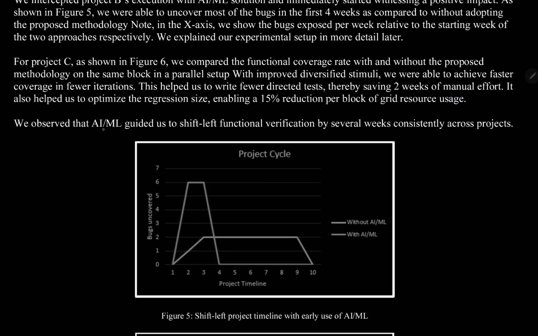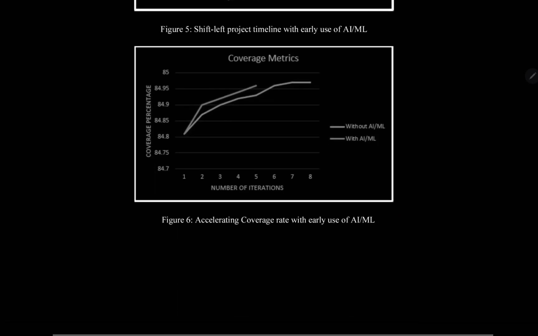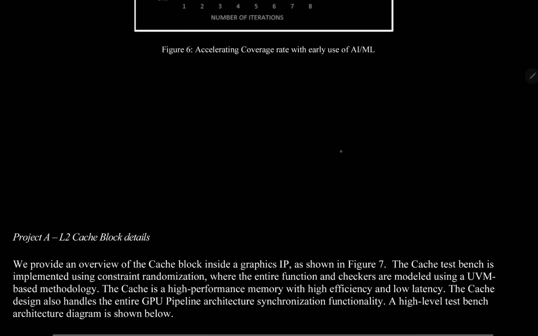We observed that the AI/ML guided us to shift left functional verification by several weeks consistently across the project. Figure 5: shift left project timeline with early use of AI/ML. Figure 6: accelerated coverage rate with early use of AI/ML.